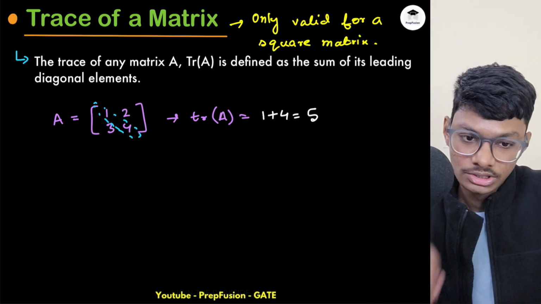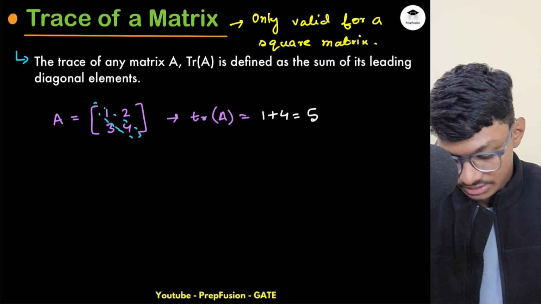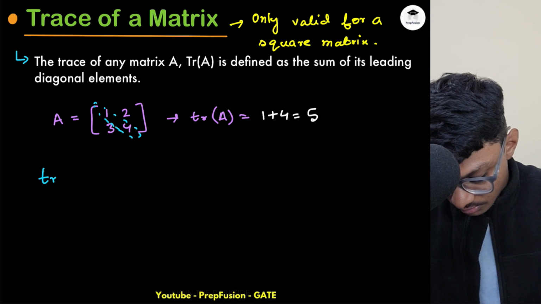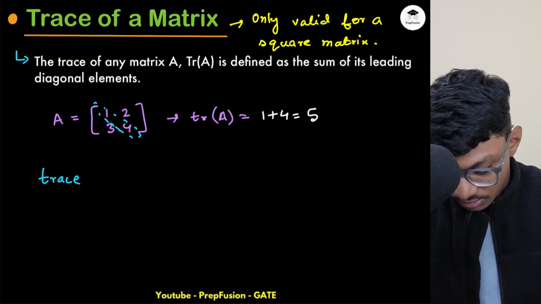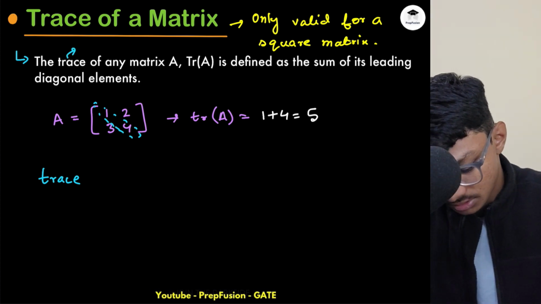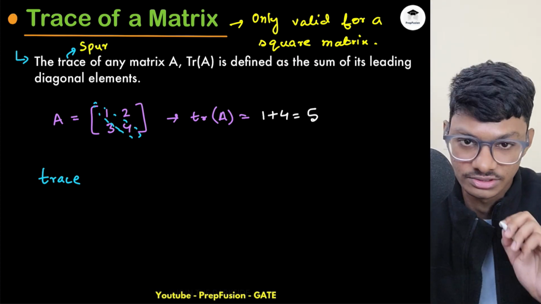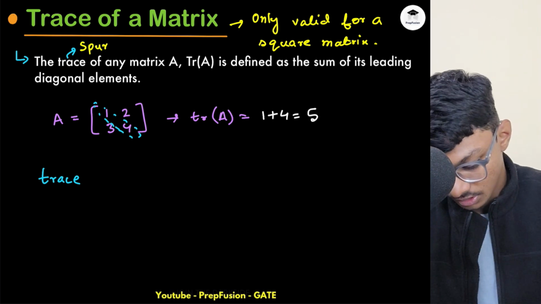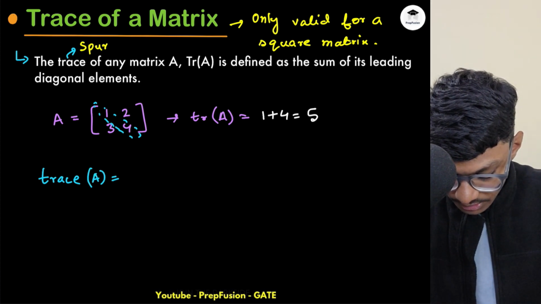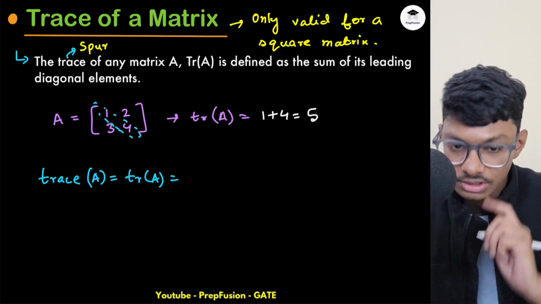Okay, it is only valid for a square matrix. Now, let me write this definition in a more precise manner. Trace is also known as spur. Generally they don't call it by this name, but they can also say spur. What is the spur of this matrix? Trace and spur mean the same thing; they are just terminologies, nothing else. Trace of A can also be written as tr of A, which is equal to the sum of the leading diagonal elements.